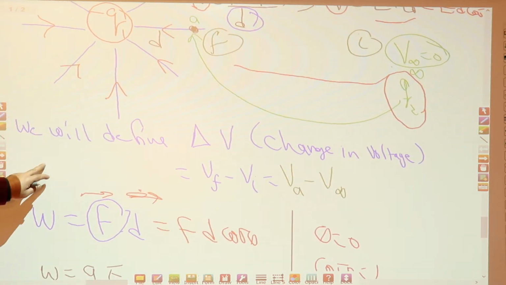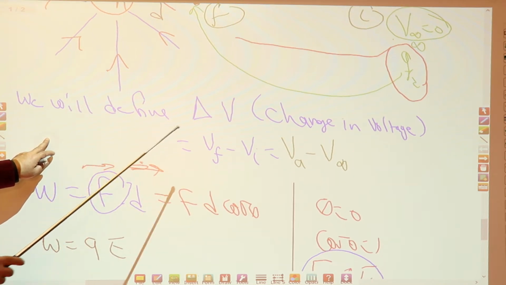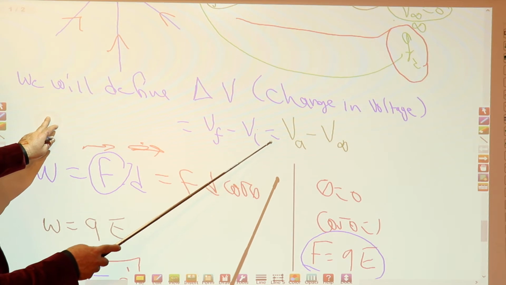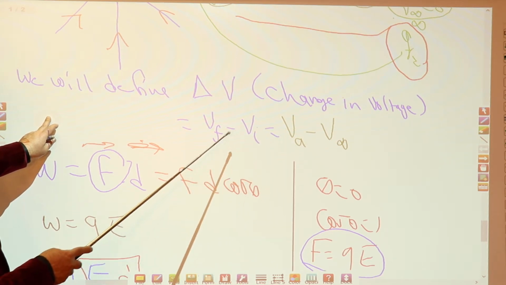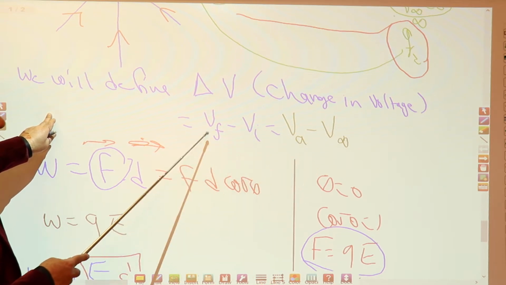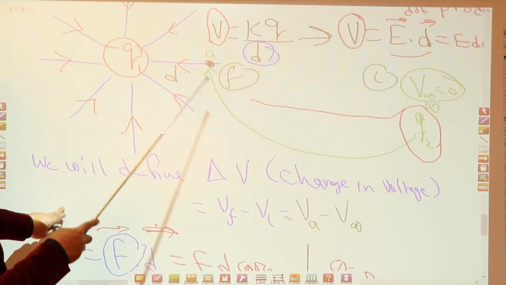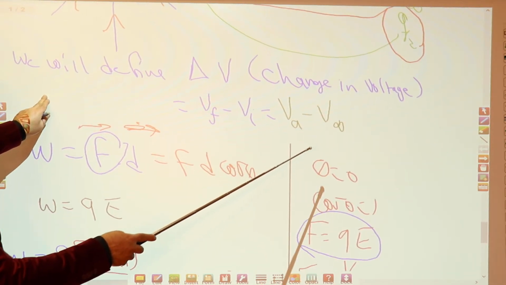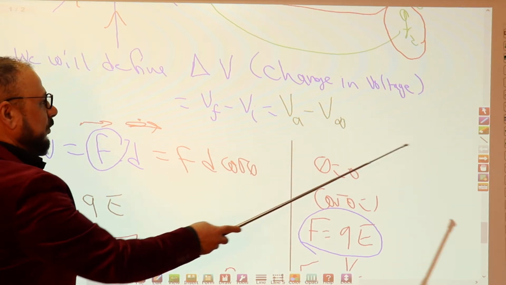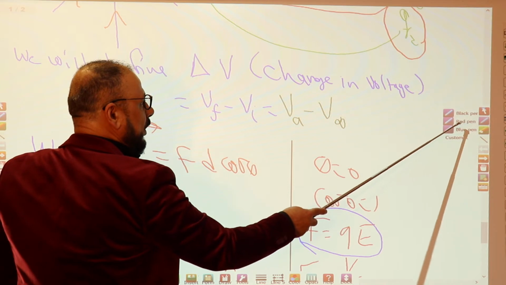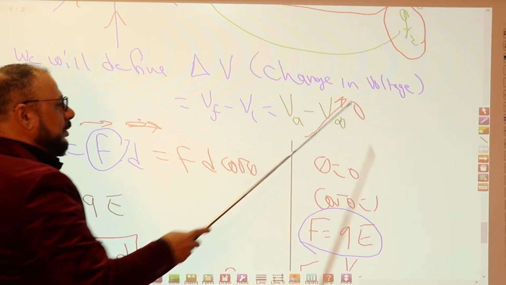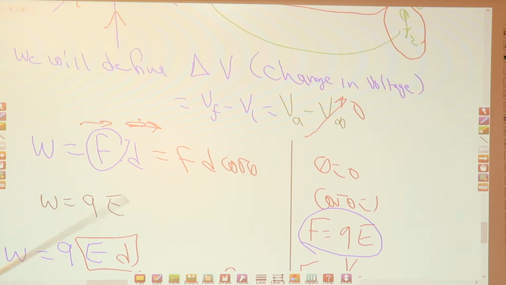Then depending on this, we will define something called delta V, change in the voltage, V final minus V initial, which is VA minus V infinity. Final is what? A. I need to bring it to A from infinity. And we define that V at infinity equal to 0.